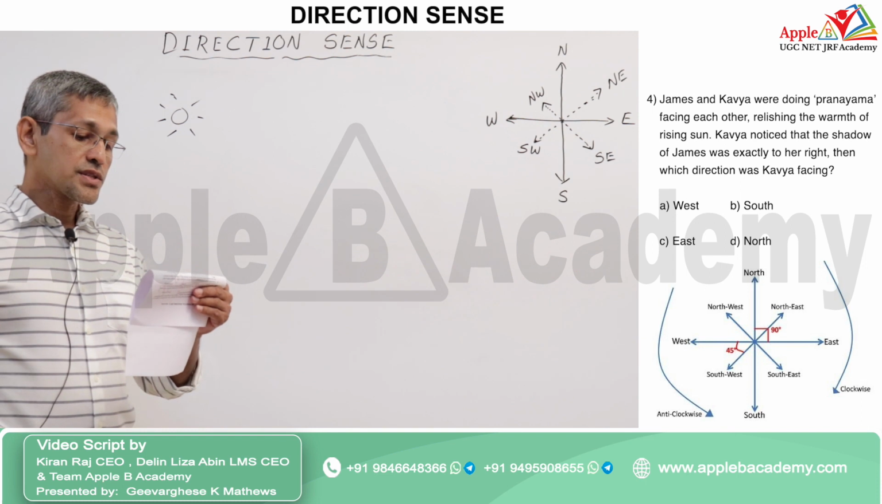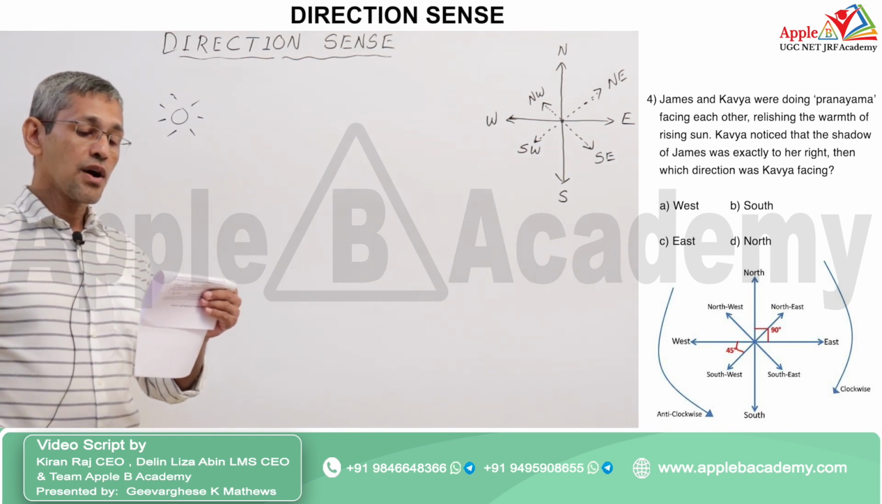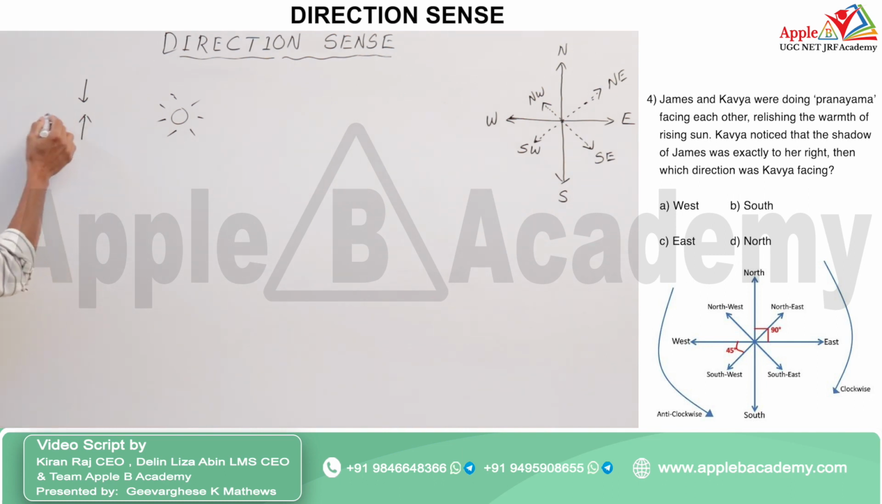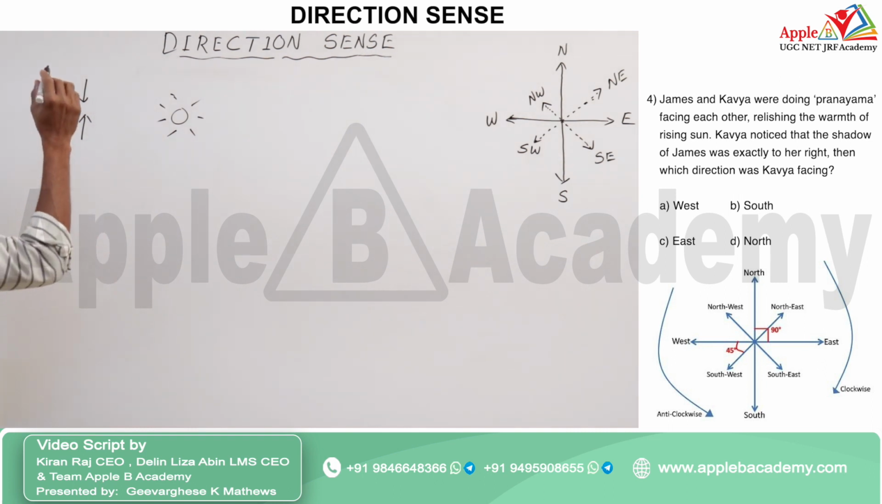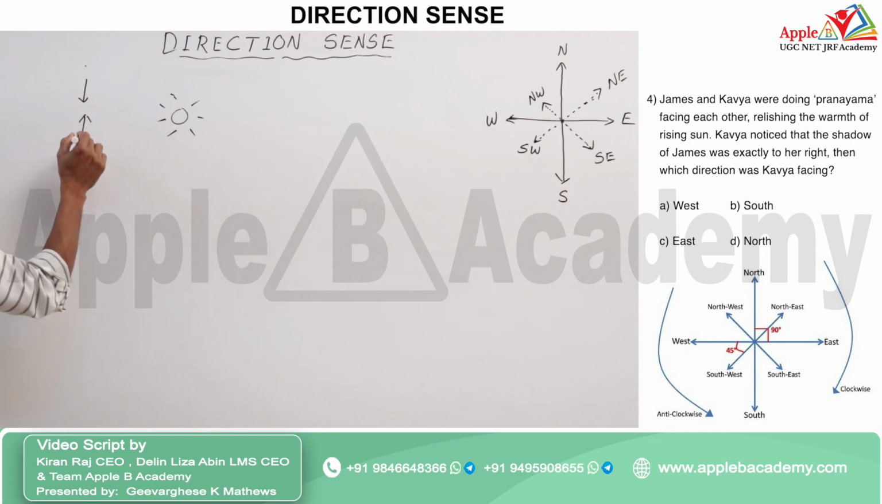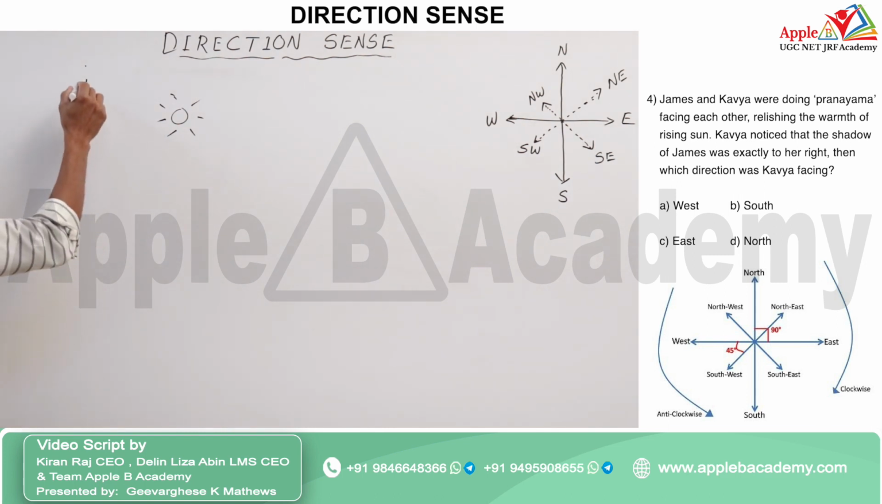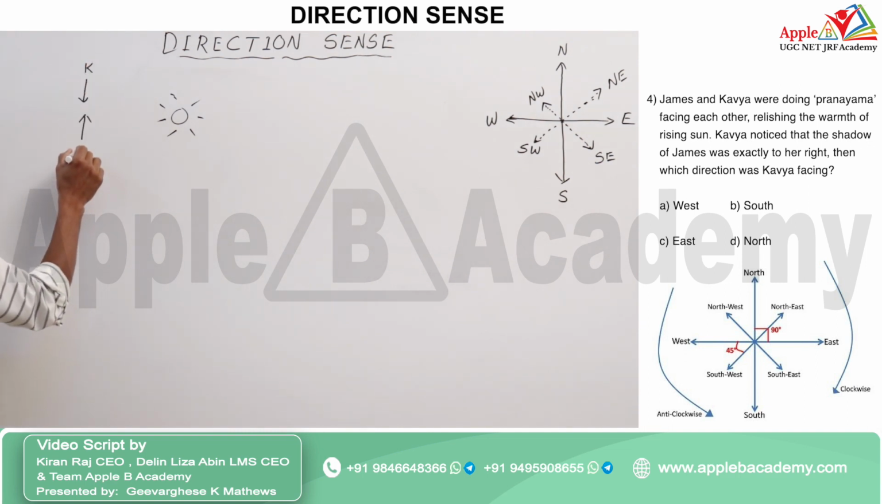And Kavya noticed the shadow of James was exactly on her right. So the shadow of both persons is on this side because the sun is here, and the shadow of James must be exactly on the right hand side of Kavya. If James is this one and this is Kavya, then the shadow of James must be exactly on the left of Kavya. We need it on the right hand side of Kavya. So we need to have Kavya, this one is Kavya and this one is James.